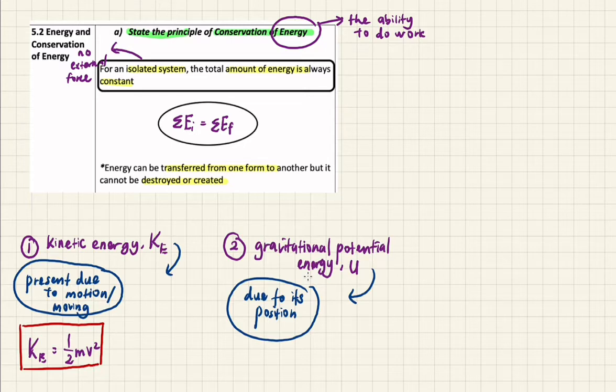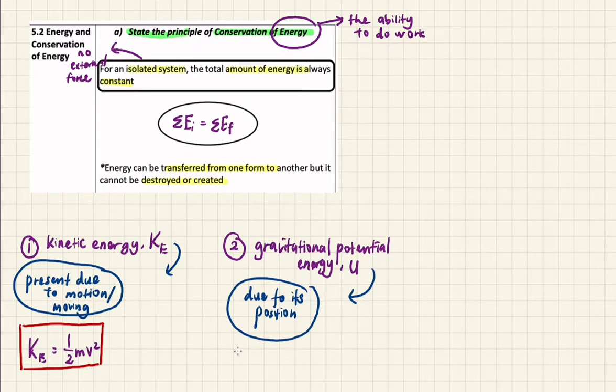Okay, so bila objek itu berada dekat atas, so dia dekat atas building, the object would have gravitational potential energy due to its position. Tapi the moment the object reach the ground, tak ada gravitational potential energy, so dia akan transfer, energy tu akan transfer pergi ke benda lain pula. Okay, so that is gravitational potential energy.